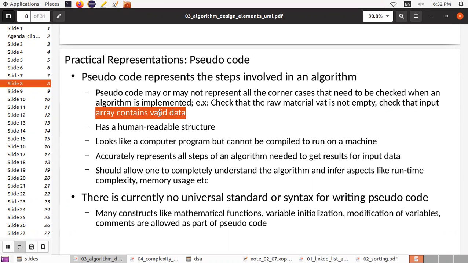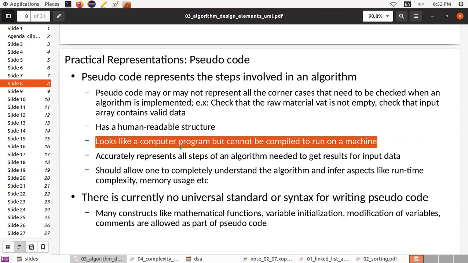So for example, if you are asked to implement a sorting algorithm for integers, you will make an assumption that the input contains only integers and doesn't contain anything else. Okay, it is human readable. It looks like a computer program, but it cannot be directly executed on a machine.